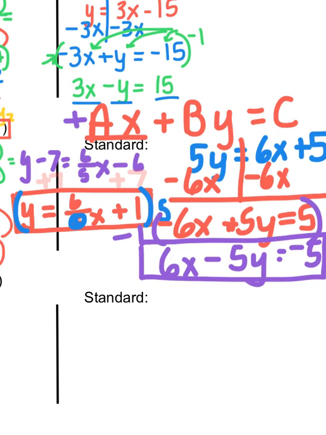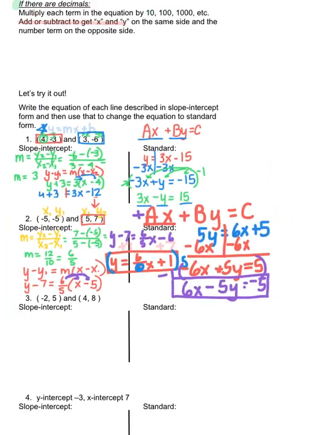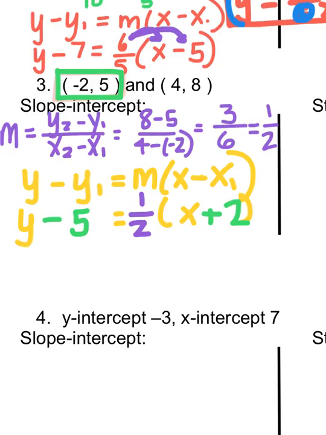Let's move on to number 3. Please try number 3 on your own. Pause the video here. Please notice before you go on that if you use the first number in your point-slope equation, it will be y minus 5 equals 1/2 times, open parentheses, x plus 2. If you use this point, it would be y minus 8 equals 1/2, open parentheses, times x minus 4.